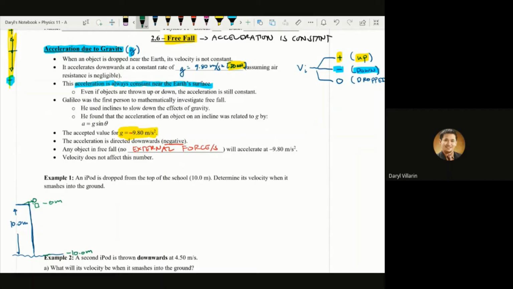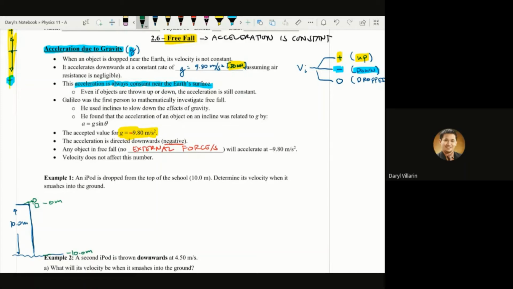If you started at the top, the height just tells you the distance between the topmost of the building and the floor, or from the ground going up. It doesn't matter. But if you're talking about position, that means that if this is initial position at 0, and remember that we use the coordinate system above, going up is positive, going down is negative. Therefore, the position at the bottom is negative 10.